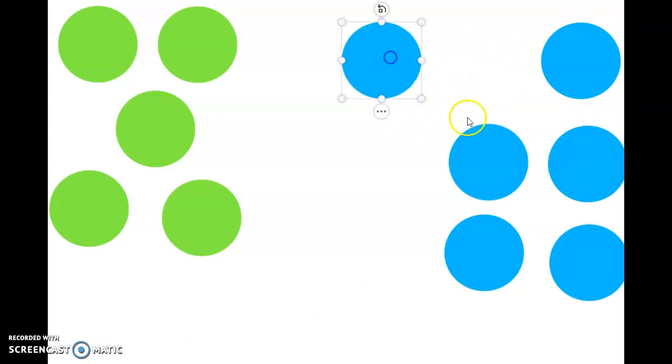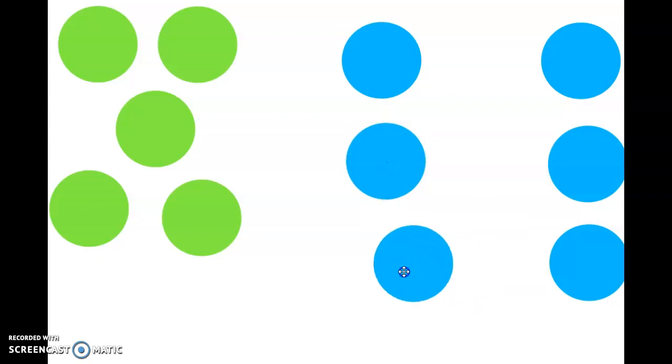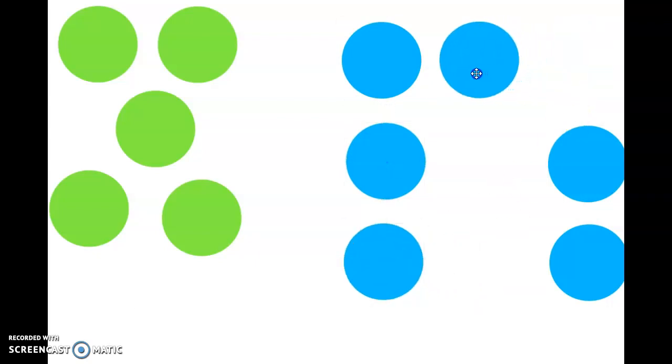All right, I don't know if my screen is going to show everything on this one. I might have to move them over. Okay, let me move over my blue dots so they're in the screen so that you can see them all.